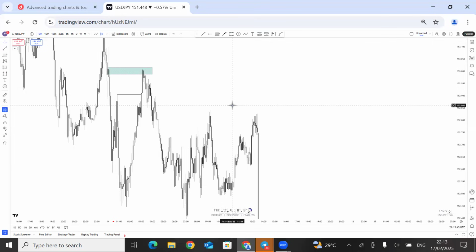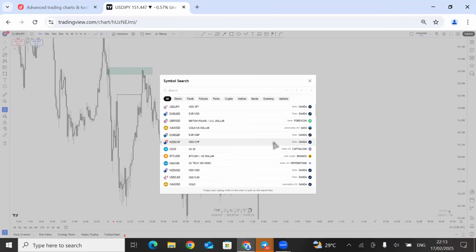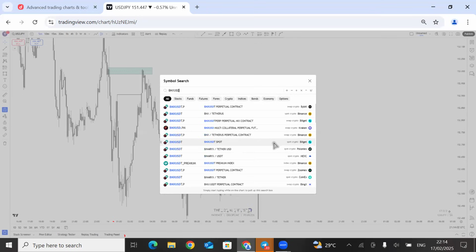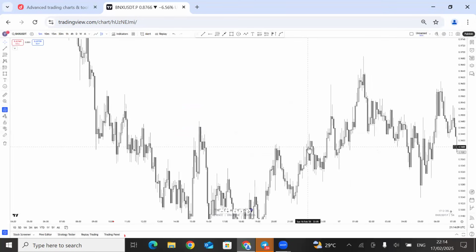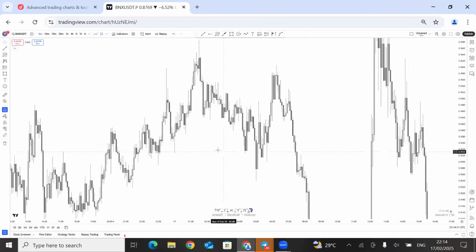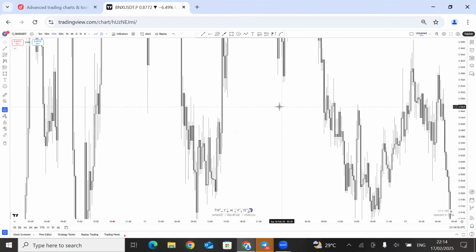Let's check. BNX USDT perpetual contract on Bybit. All right, let me see if I can find that trade again. I think 15-minute time frame.